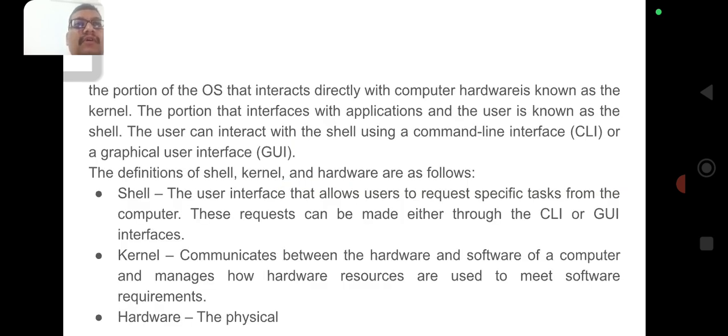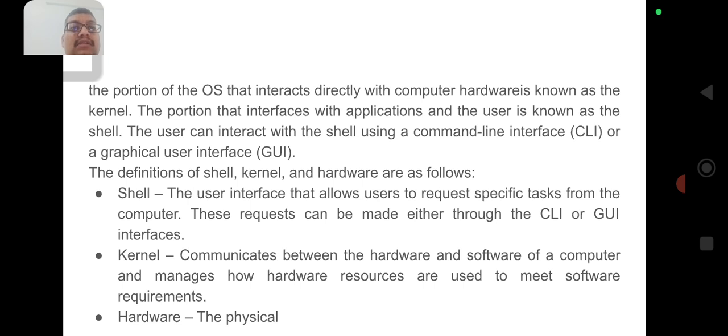The portion of the OS that interacts directly with the computer hardware is known as the kernel. The portion that interfaces with the application and the user is known as the shell. The user can interact with the shell using the command line interface, that is CLI, or GUI, that is graphical user interface. The definitions of shell, kernel, and hardware are as follows.